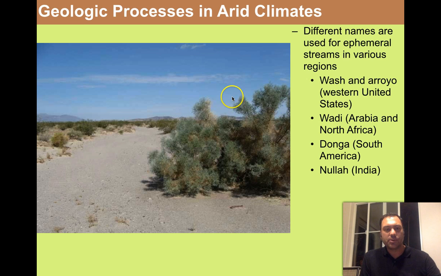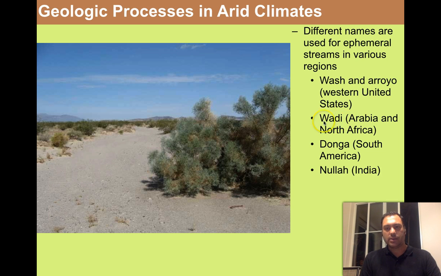Okay. Here's another ephemeral stream that's been used by people for driving their trucks and stuff on. This is another picture, again in the Mojave Desert. Different names are used for ephemeral streams in various regions, right? In the United States, we use the word wash or arroyo. Arroyo is, of course, a Spanish word.